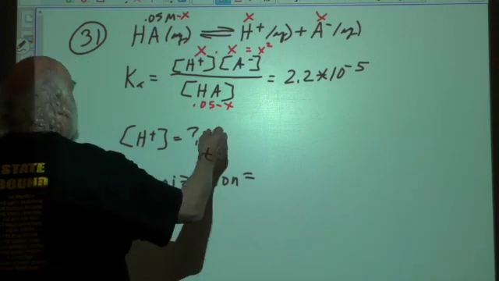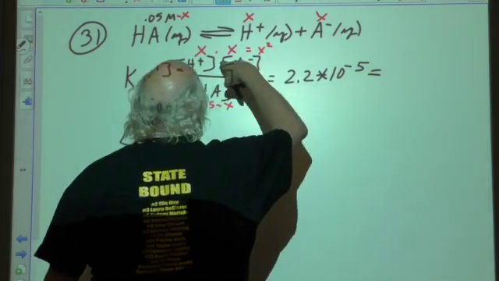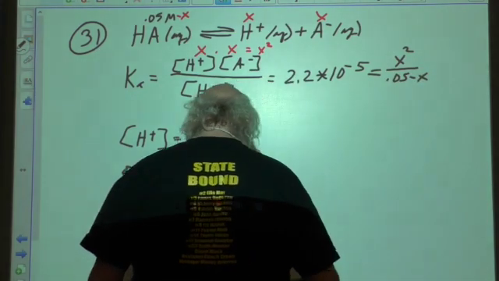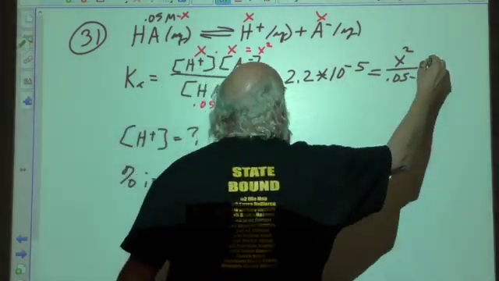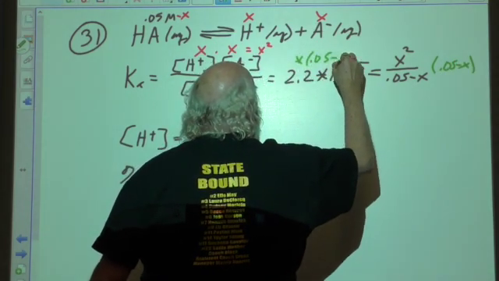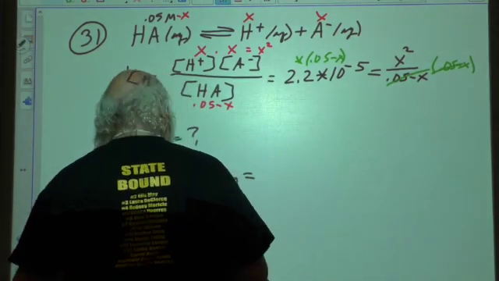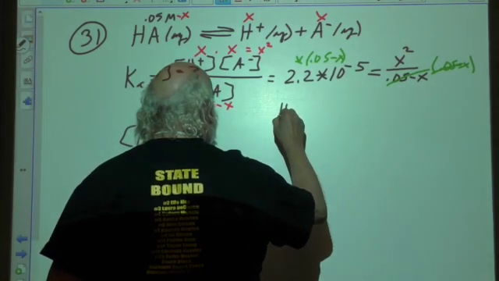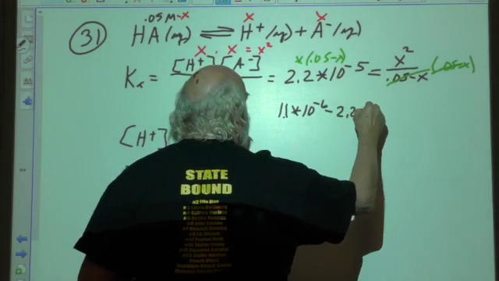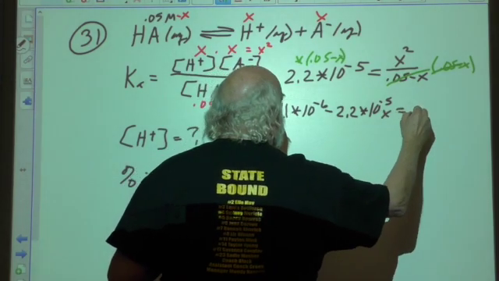So let's do the H positive thing here first. So we know that 2.25 here is going to equal x squared over 0.05 minus x. Multiply both sides by 0.05 minus x. That cancels out, leaves x squared. And when I multiply this out, I get 1.1 times 10 to the negative 6th minus 2.2 times 10 to the negative 5th x equals x squared.